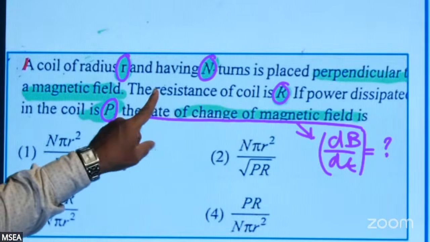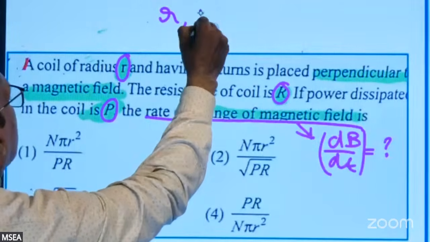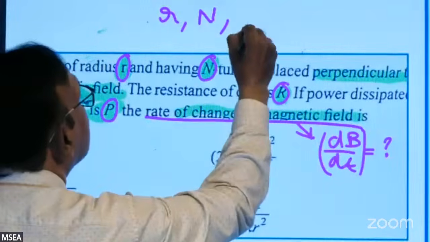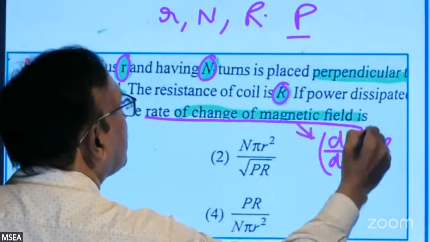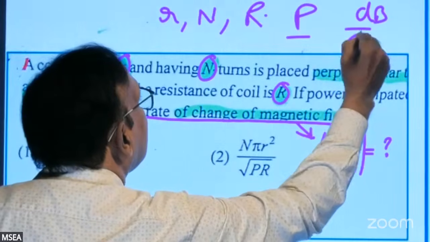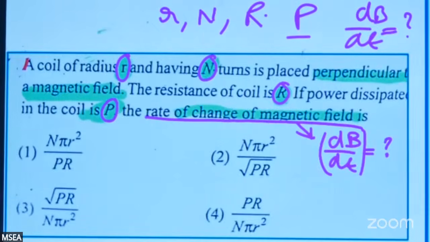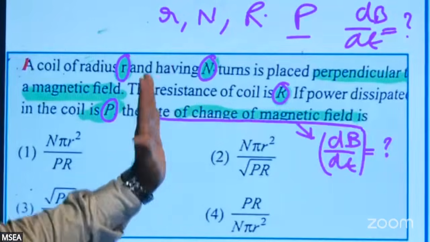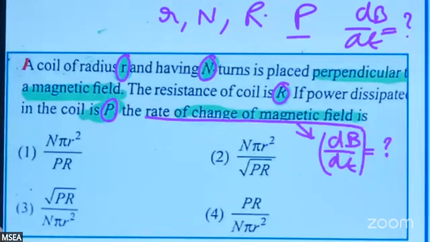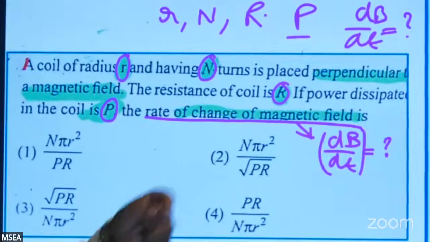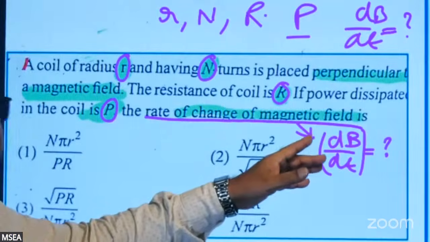We want to know what is dB by dt. Once again I repeat, what are the things given? The radius of the coil, the number of turns, the resistance of the coil, capital R, and the power dissipated is given as P. From this, we want to calculate dB by dt. In the NTA conducted entrances, this particular question was given numerically once, and letter notation once, and so on.